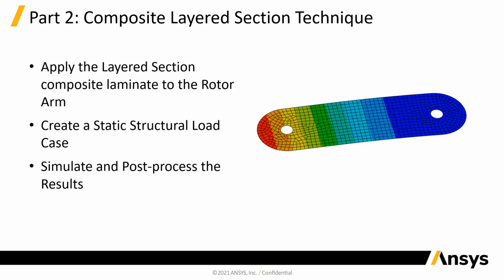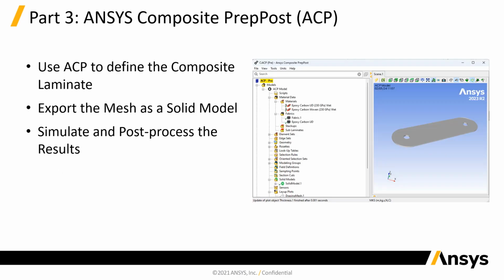In part 2, we'll use the layered section technique to create a composite laminate and apply it to our rotor arm geometry. We'll then add a static load case representing the thrust force from the quadcopter motor and post-process the results.